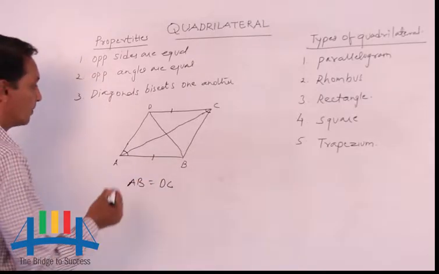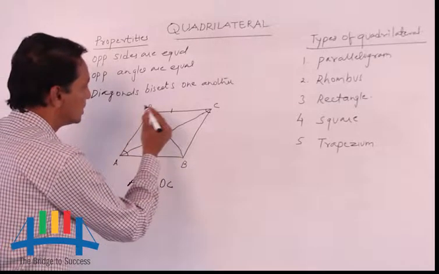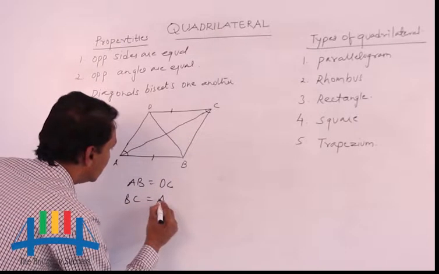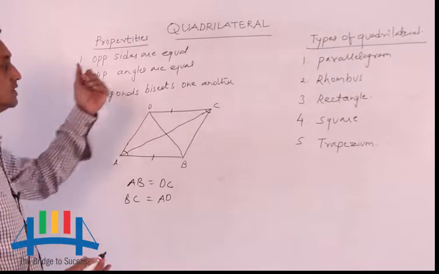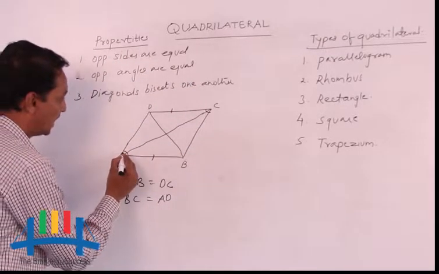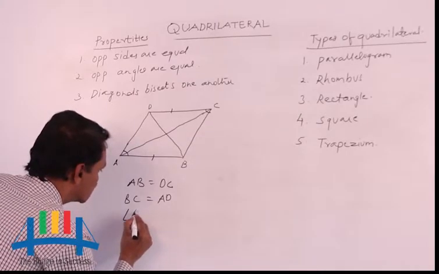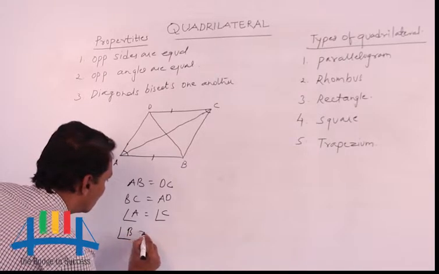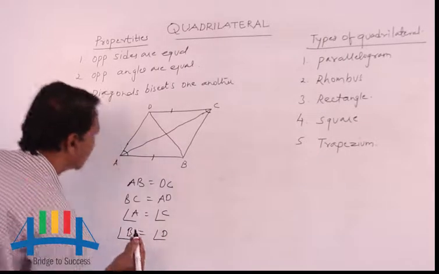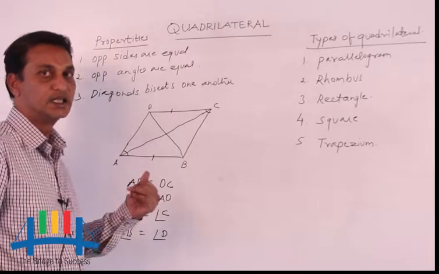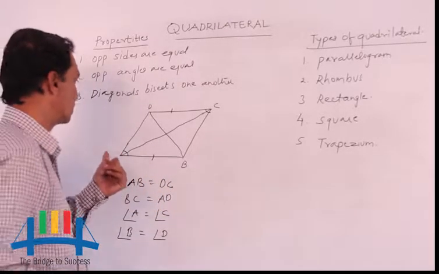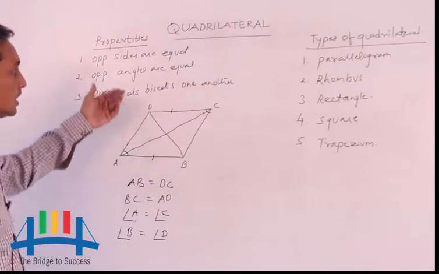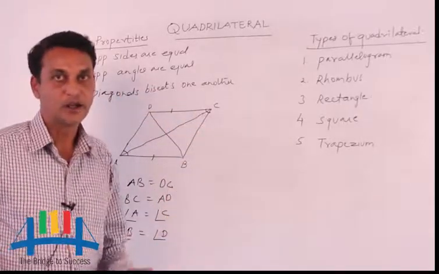Before going into that, opposite sides are equal, I told you. AB is equal to DC. In the same way, BC is equal to AD. Is it clear? And the second point is the opposite angles are equal. That means angle A is equal to angle C. In the same way, angle B is equal to angle D. Is it clear? And the diagonals bisect each other. It has two diagonals, and the diagonals bisect each other. So these are the properties of the parallelogram.